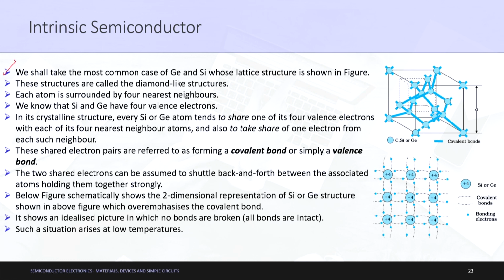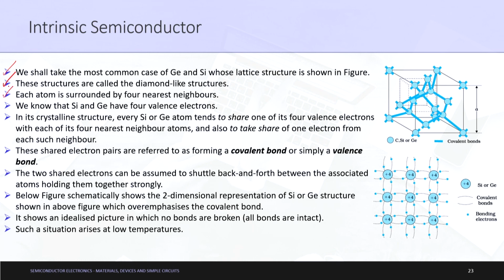Next thing is, these structures are called diamond-like structures. Even if it can't be observed in this structure, if you google it, then silicon and germanium are supposedly having diamond-like structures. Next thing is, each atom is surrounded by 4 nearest neighbors. So I just explained that there were 4 different electrons residing. For this atom here, it's 1, it's 2, it's 3 and this is 4. So there were 4 different valence electrons or surrounding atoms for that particular atom.